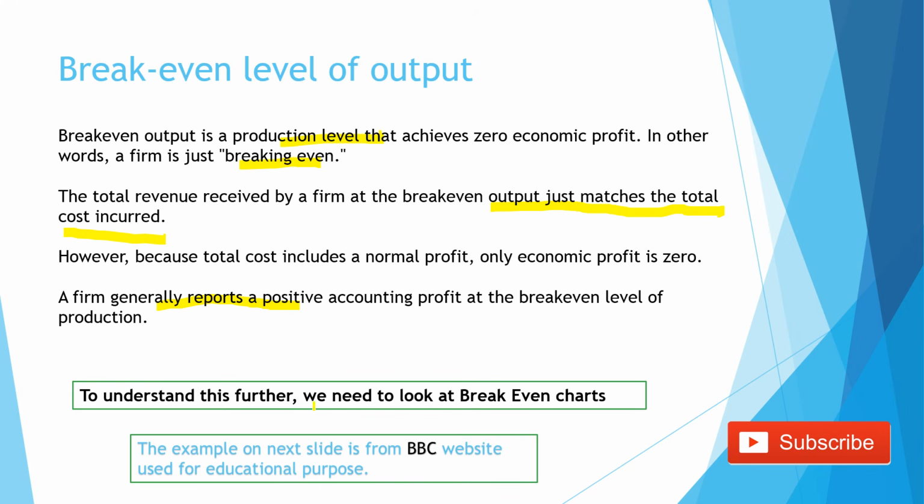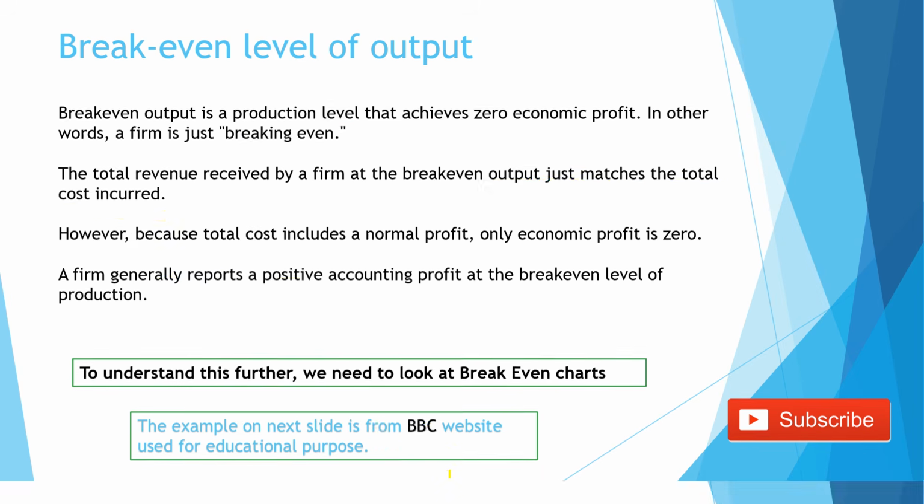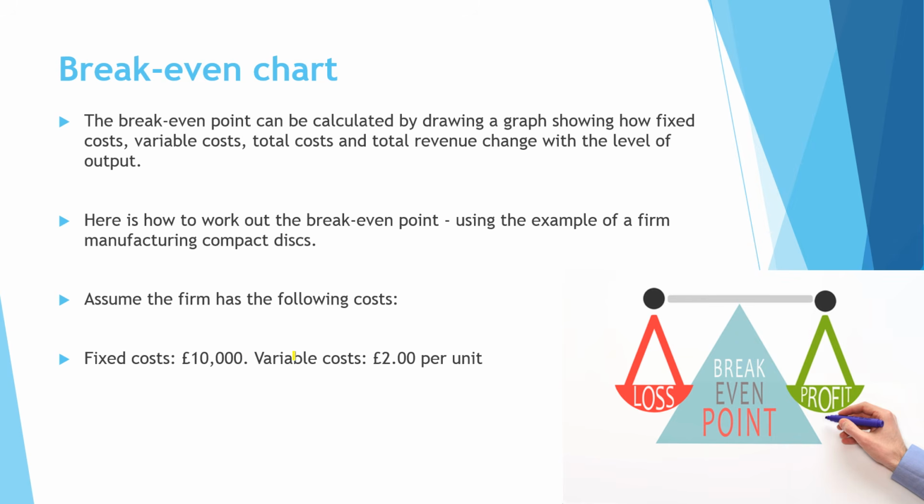To understand this further, we need to look at break-even charts. If you have not seen one before, then let's go ahead and look at one now. The next example I'll be showing you is from the BBC website, which I found really useful, and I'm going to use it for educational purpose. So the break-even point can be calculated by drawing a graph showing how fixed cost, variable cost, total cost, and total revenue change with the level of output.